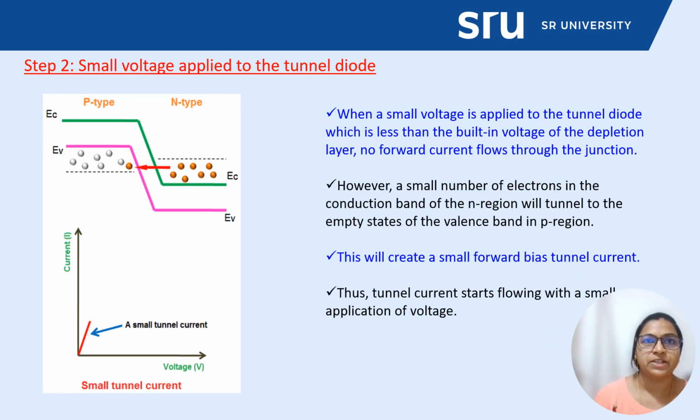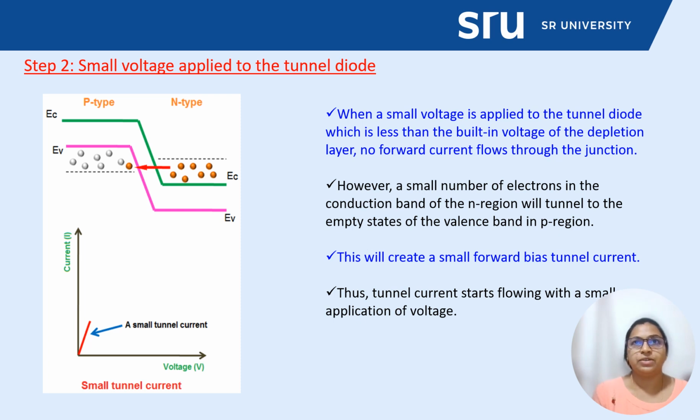So now see step 2. Now if we apply a voltage, meaning some bias voltage, if we apply a very small voltage to the tunnel diode, a voltage that is very much less than the built-in voltage of the depletion layer, then no current will flow through the junction.